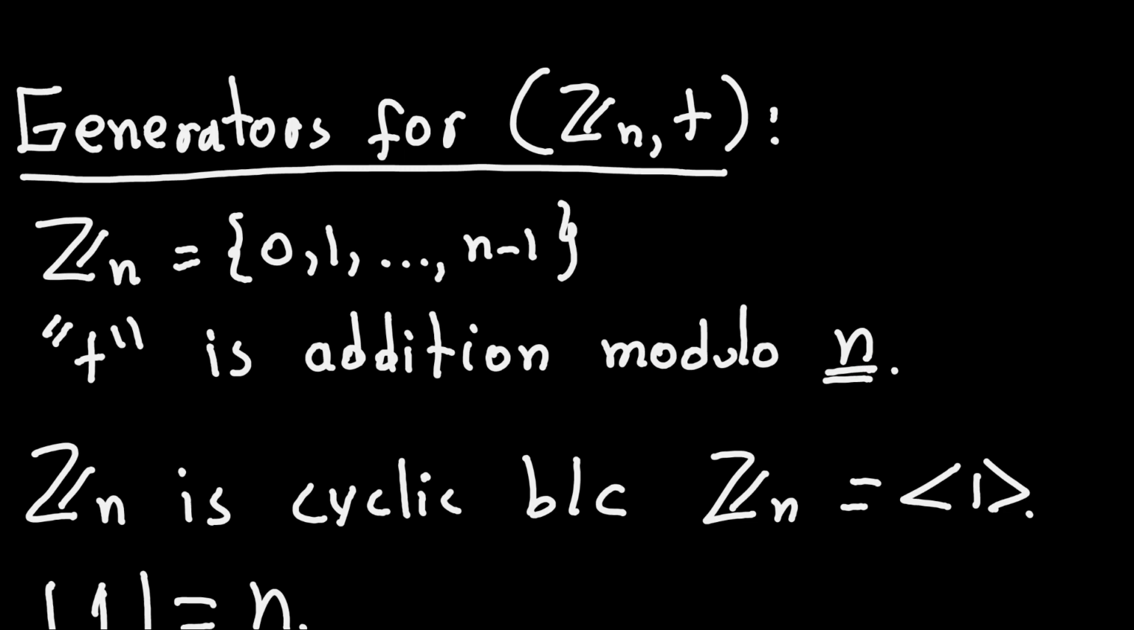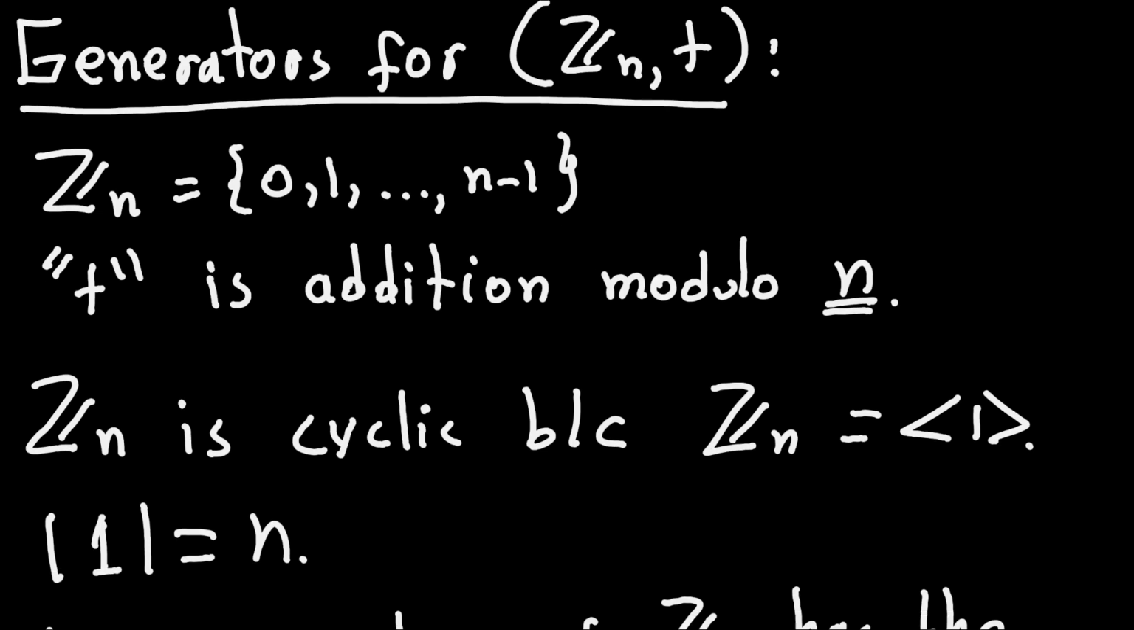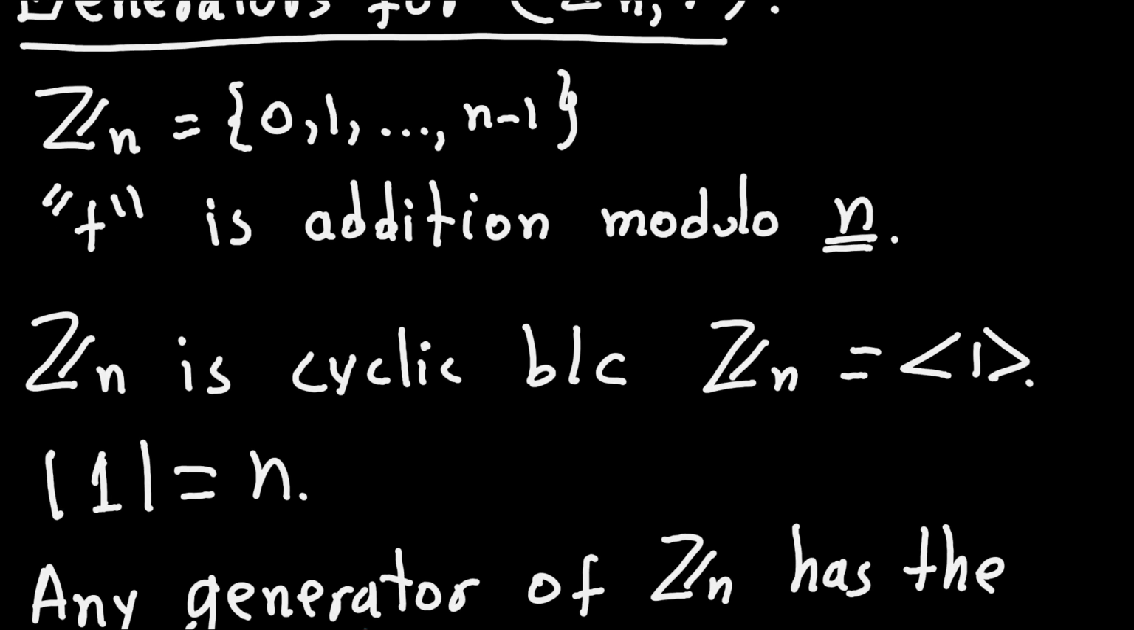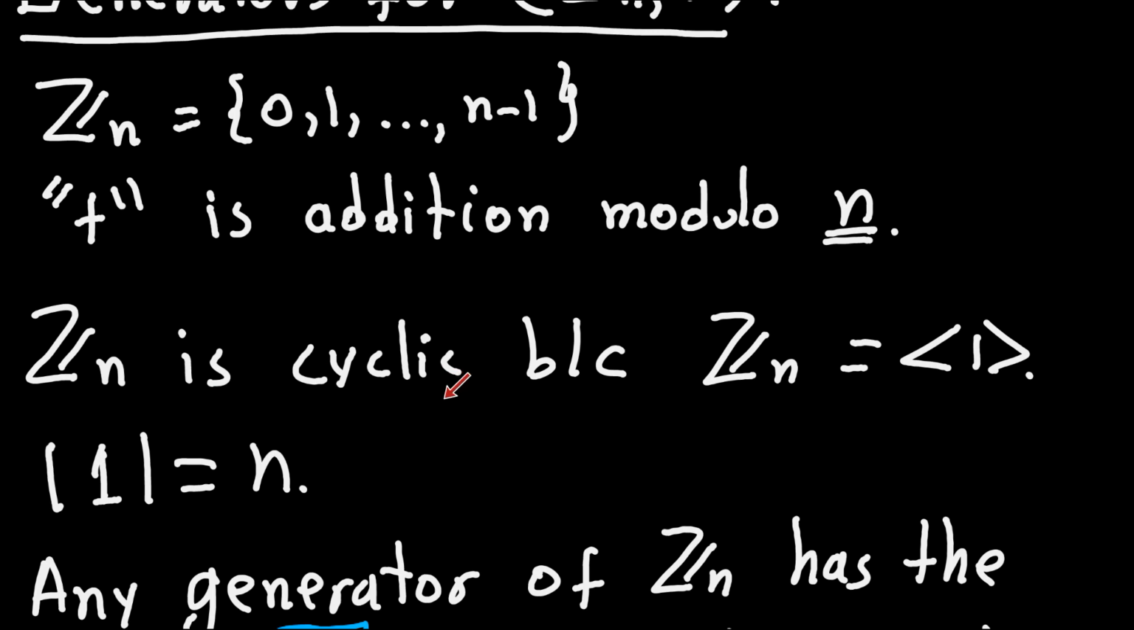So whenever you add, you always take the modulo or just the remainder. It's the same thing. Now, that group Zn is actually cyclic. Whenever you claim that something is cyclic, you always have to show what is the generator of that group. In this case, it's easy to find a generator for Zn. It's just the number 1.